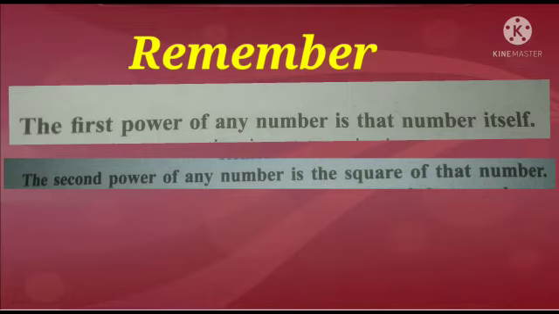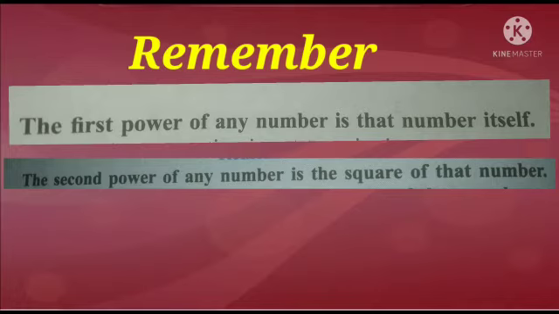Clear? Now the second one: the second power of any number is the square of that number. Clear? If the power is given as 2, it means what you are finding? You are finding the square of that number. For example, it is given 5 raised to 2. So your answer will be 5 5s are 25.